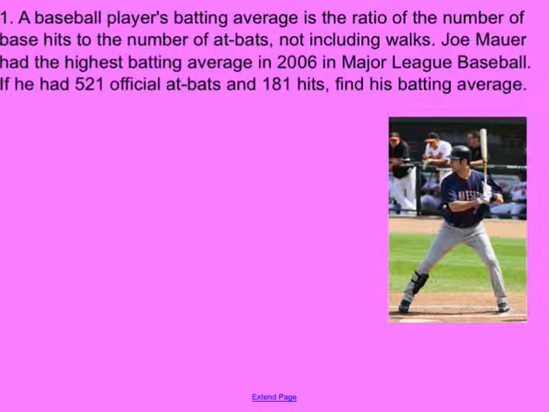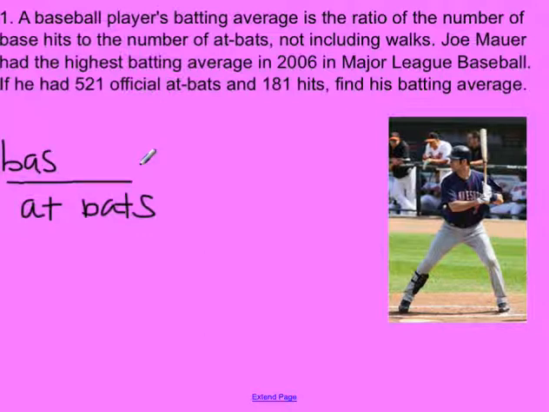First and foremost, a baseball player's batting average is the ratio of the number of base hits to the number of at-bats, not including the walks. Joe Mauer had the highest batting average in 2006 in Major League Baseball. If he had 521 official at-bats over 181 hits, find his batting average. So to find his batting average, on the bottom we want our total of at-bats. On the top, we want our number of base hits. So we have base hits over at-bats.